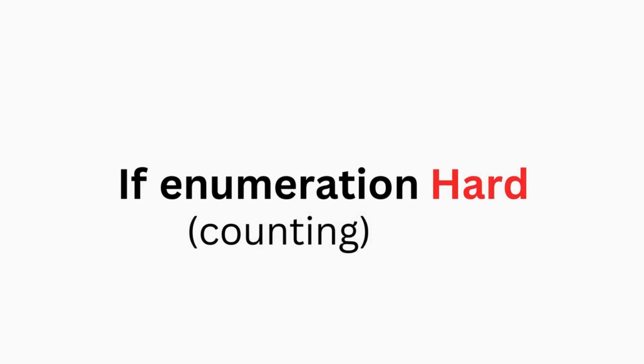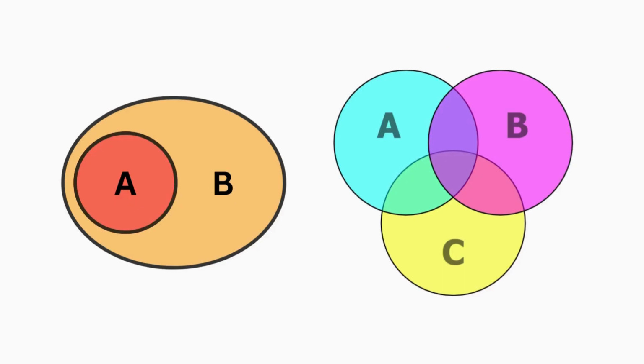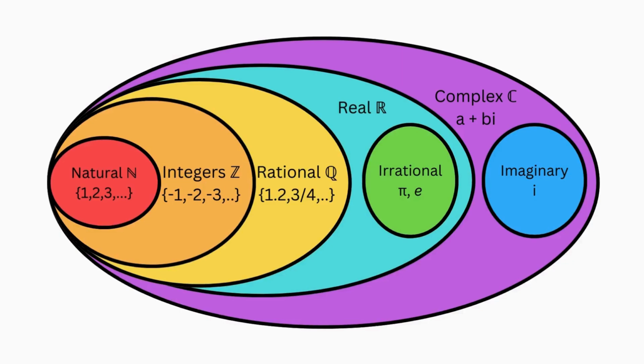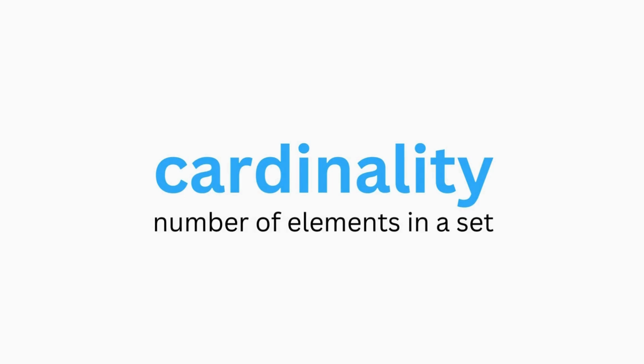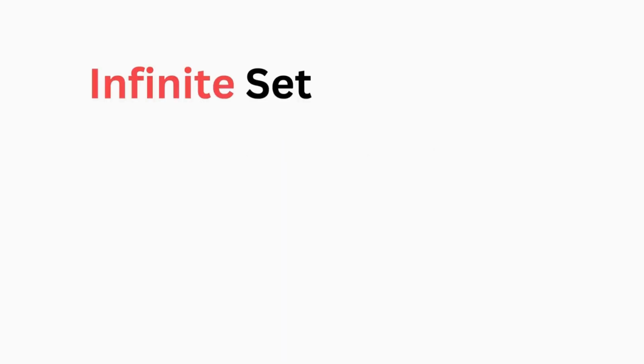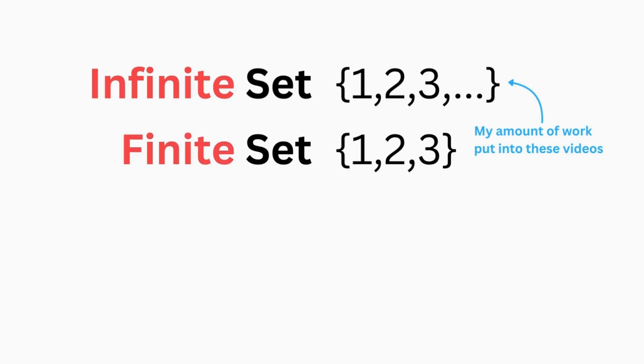And when enumerating the members is hard, we often use ellipses to show visually the relationships between different sets, which are called Venn diagrams. These are the iconic ones, for example. The number of elements in a set is called cardinality. An infinite set has an infinite amount of members. And then the finite set has a finite amount of members.